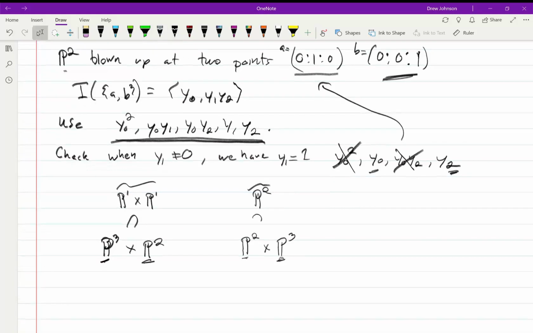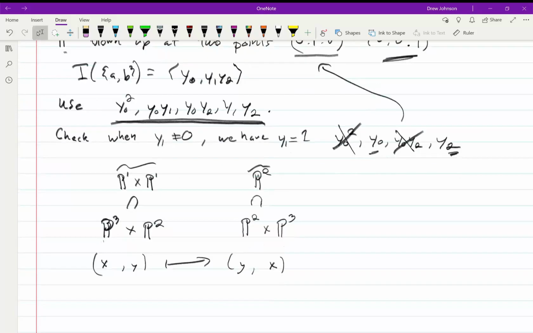Okay, and so now the map is easy to describe. Let me just write it like this. We'll just take a point x of P3 and a point y of P2 and map it to (y, x), right? Now this map from P3 cross P2 to P2 cross P3 is clearly an isomorphism, right? It just interchanges the two factors. Nothing interesting there. We want to know if it's inducing an isomorphism from here to here.